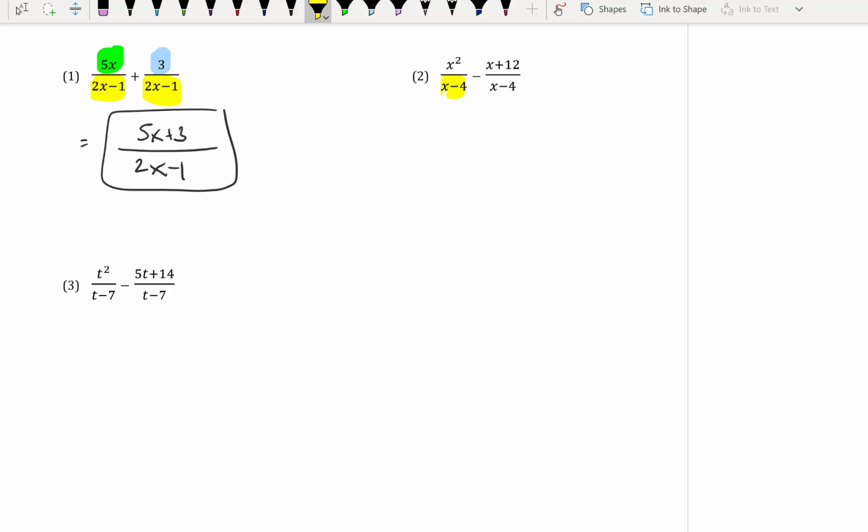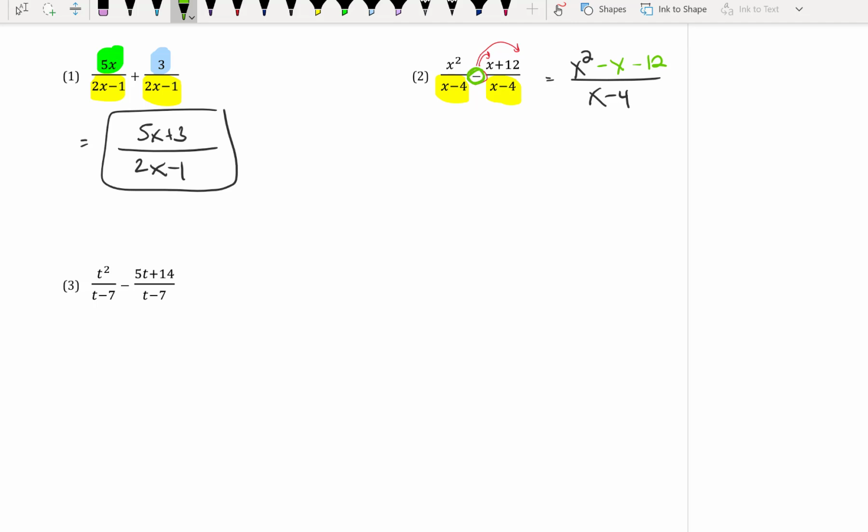Now looking at number 2, I have a denominator, and that denominator is x minus 4. Perfect. Now I just have to be strategic because it's subtraction. So subtract that entire second fraction. So I really have an x squared, and because of that subtraction, it's minus x minus 12, okay? Because I had a negative here.